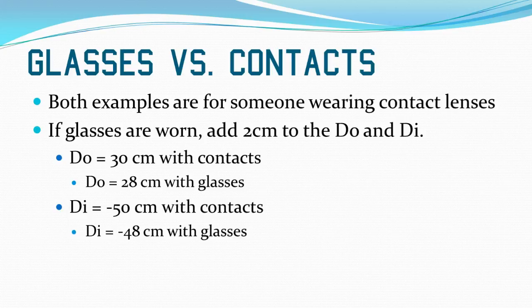For the image, we're going to add it. So negative 50 plus positive 2 is going to give us negative 48 centimeters. Because that lens was moved 2 centimeters forward, that image is going to be moved 2 centimeters forward as well. Even though we went from 50 to 48, that number actually got bigger, or greater.